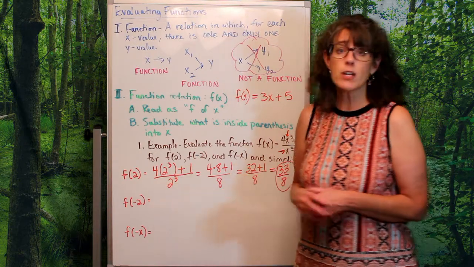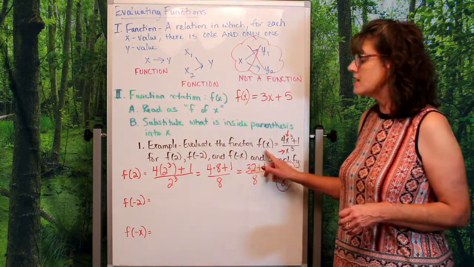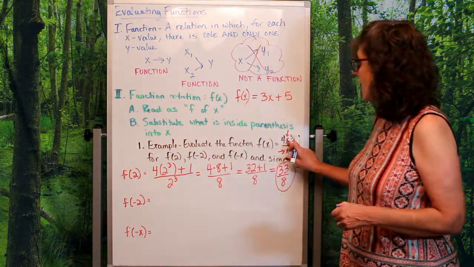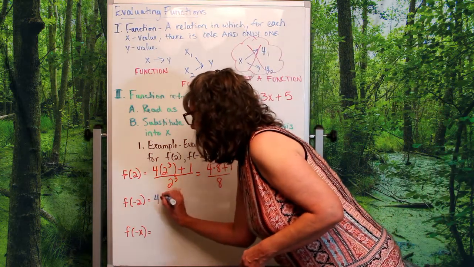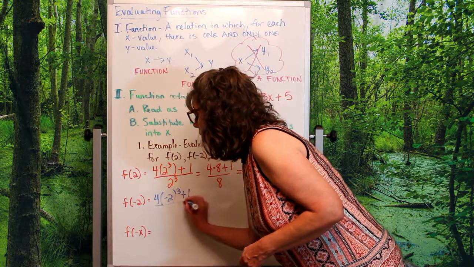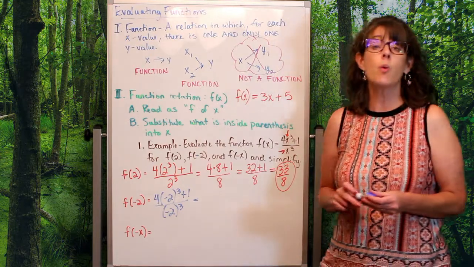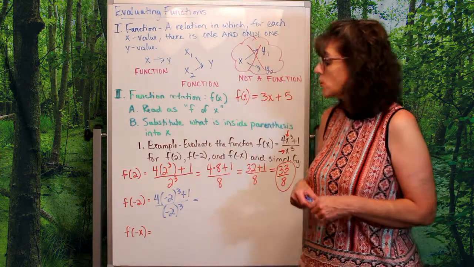Now, we're going to evaluate f of negative 2 at this point. So we're going to say, okay, wherever the x is, I'm going to put a negative 2 in its place. So in order to do that, now I'm going to put a negative 2 right here and a negative 2 right here. So I'll have 4 times negative 2 to the third plus 1 over, once again, negative 2 to the third.